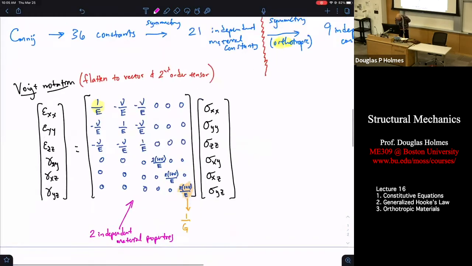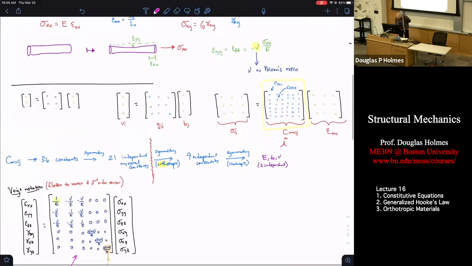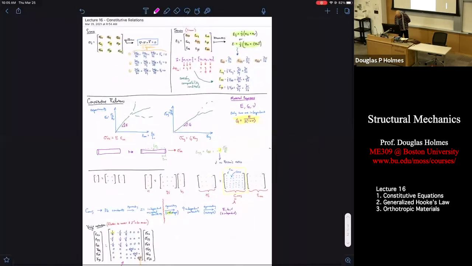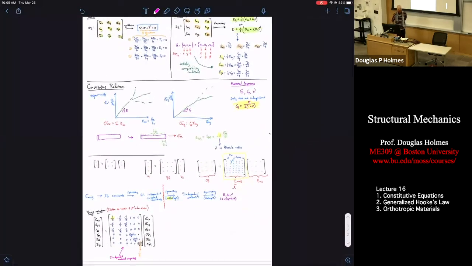All right. How are we doing? Are we lost? Are we confused? What are we confused about? If you don't like matrix equations, might you like to see these six equations written out explicitly?